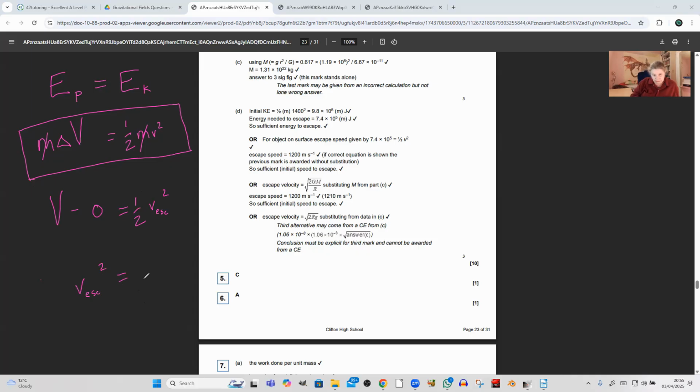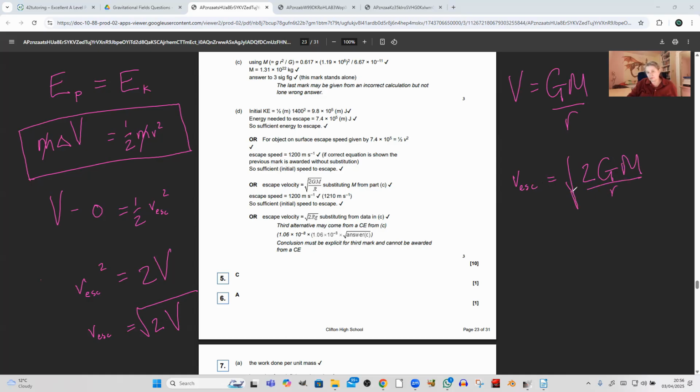Okay, so V escape squared is equal to, can you see, 2 times big V, and if we want V escape, then it is root 2 big V. And of course, big V is equal to GM over R. So V escape ends up being root 2 big G big M over R. The R is square rooted as well, like that. Okay, so we can derive our escape velocity. Okay, I mean, you didn't have to. Can you see it's an or?